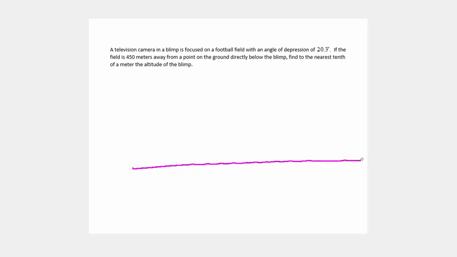Of course, we'll draw the ground. It's not necessary to draw a beautiful looking blimp. I'm just going to draw a dot in the sky to represent where the camera would be on the blimp. So what it said was that directly below the blimp we have a point on the ground, and that point happens to be, as it says, 450 meters away from the field. So somewhere way down the line we'll just put another dot over here. 450 meters away from it is the field. I'll just label this field.